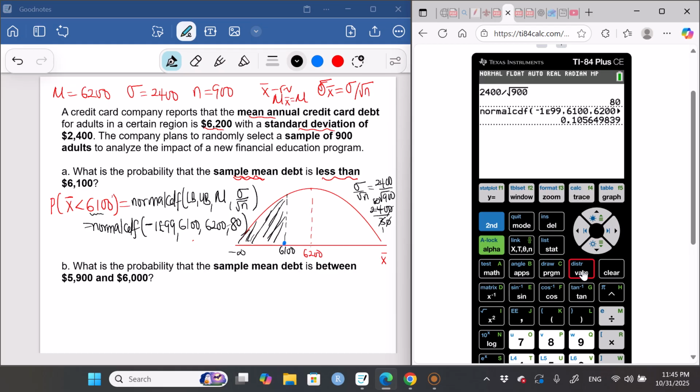So here we have our answer to be 0.1056. This is what we've got. That is, we have 10.56% chance that the sample mean debt is less than $6,100.